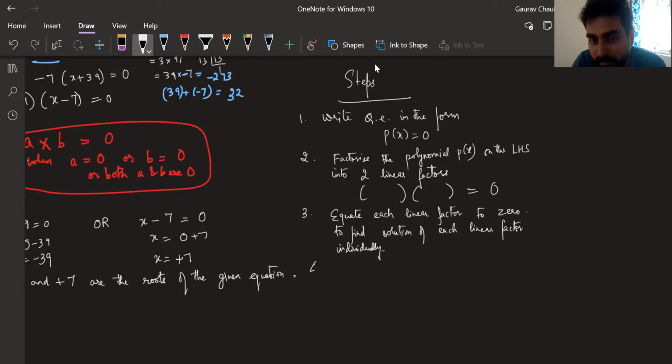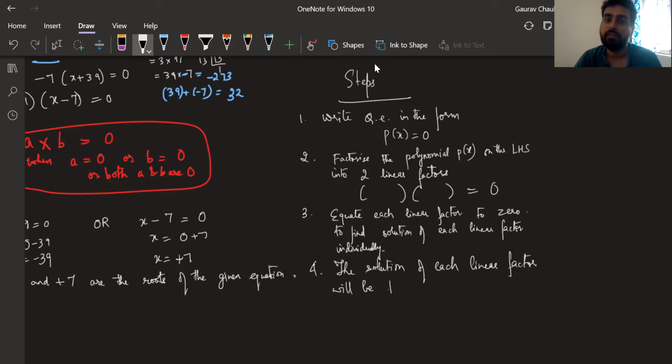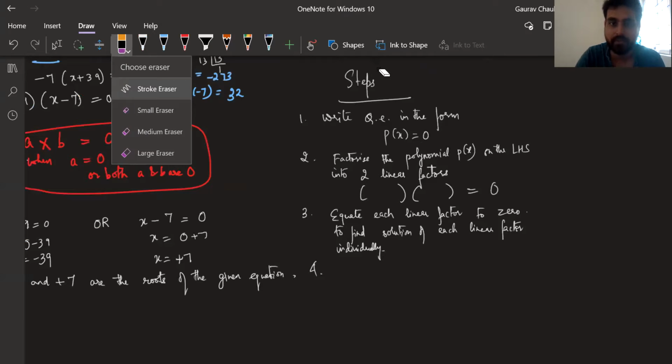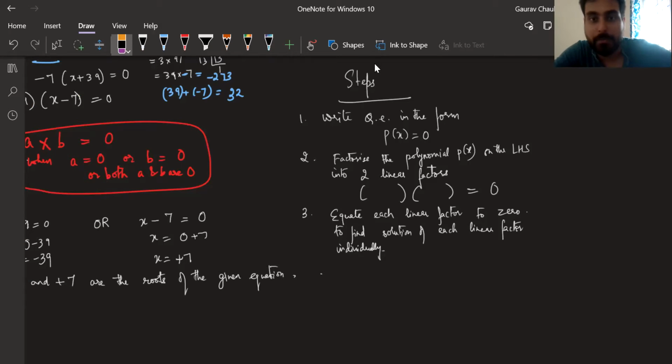So finally, the solution of each linear factor will be, or we can write like this, both the solutions will be the roots of the given equation. Okay, leave that step unnecessary. So this is our steps.